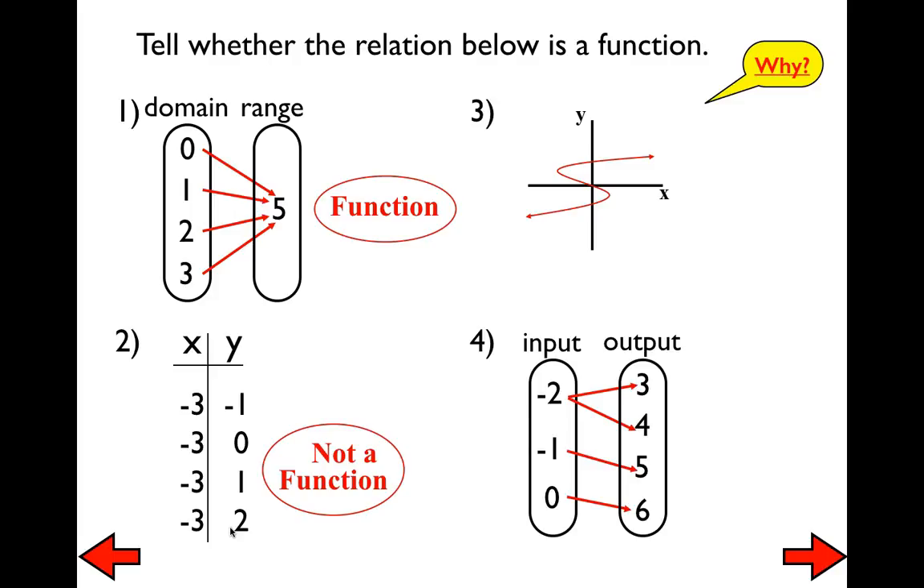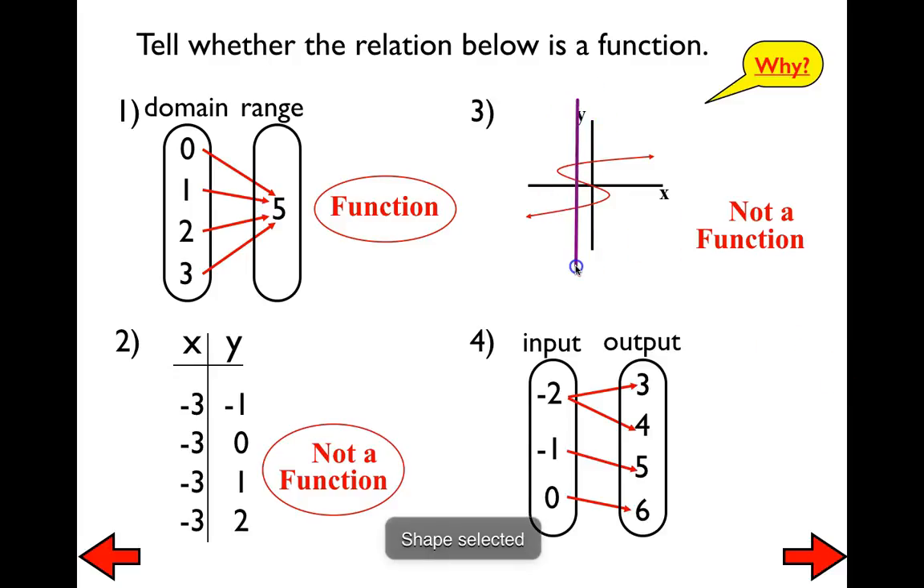What about number 3? Is it a function? The answer is no. Why? Because it doesn't pass the vertical line test. In fact, I can draw one real quick right now. Bam, this vertical line, it touches 3 times. So this is definitely not a function. Remember, in order for it to be a function, when you draw a vertical line, it can only touch once.